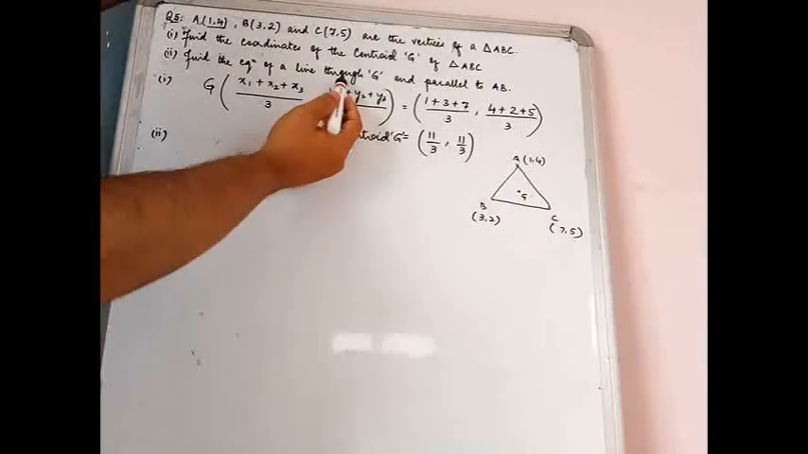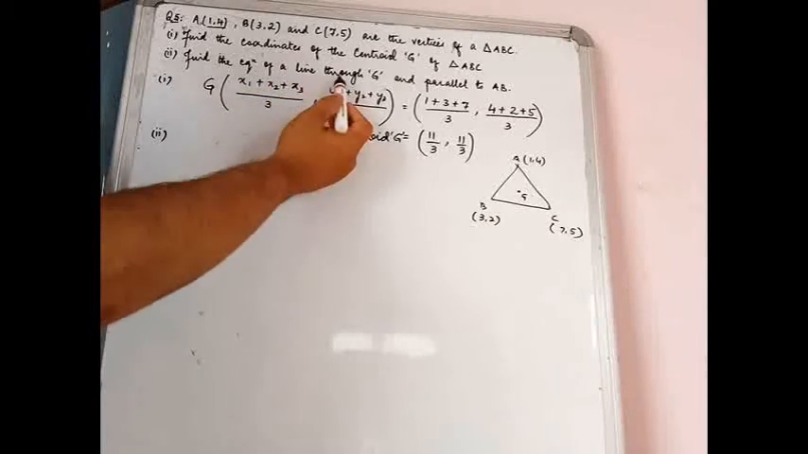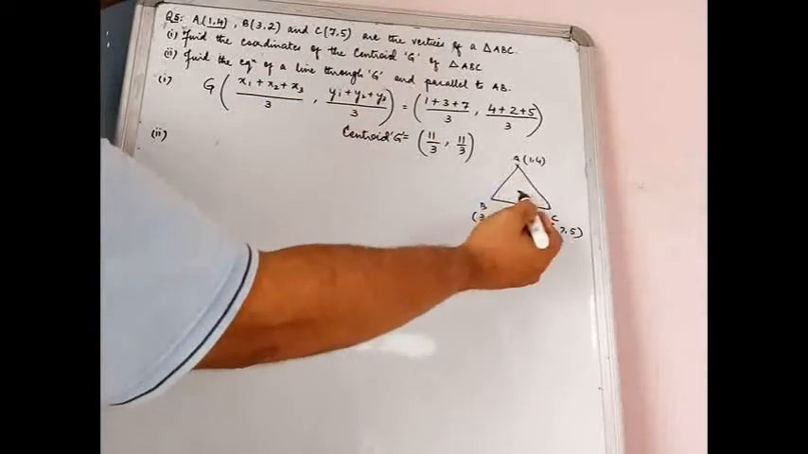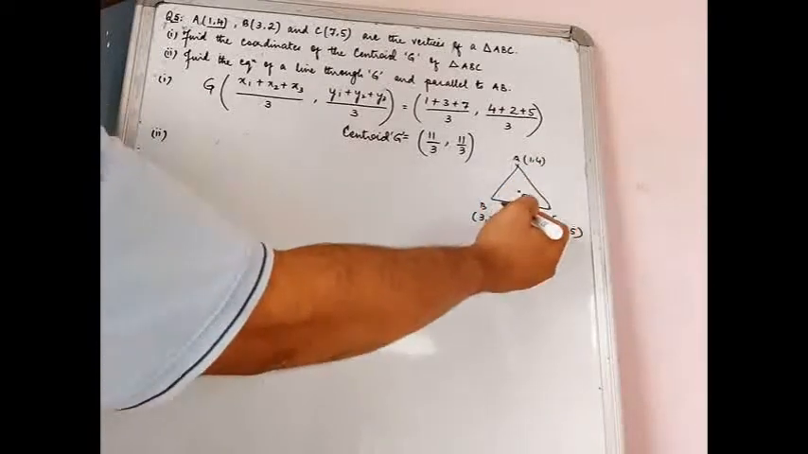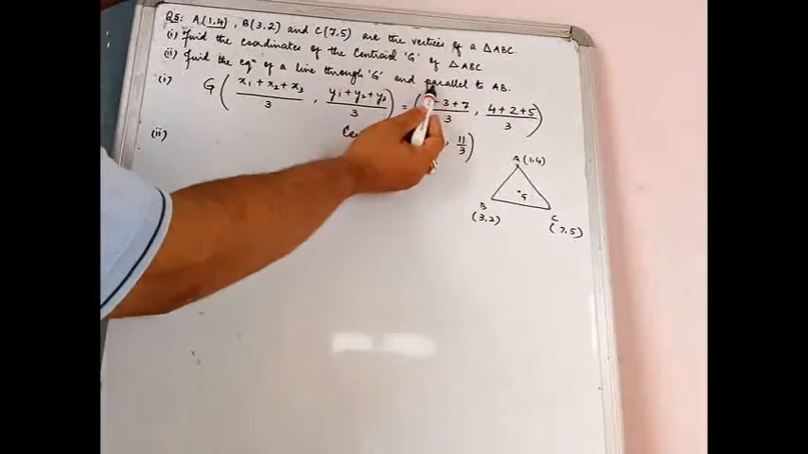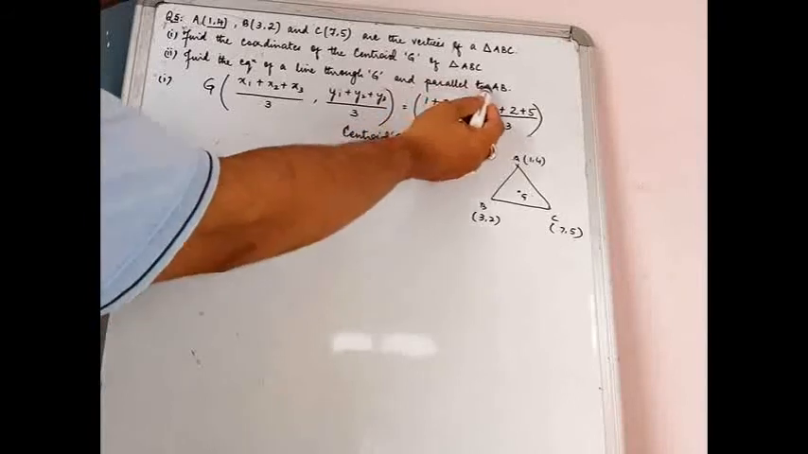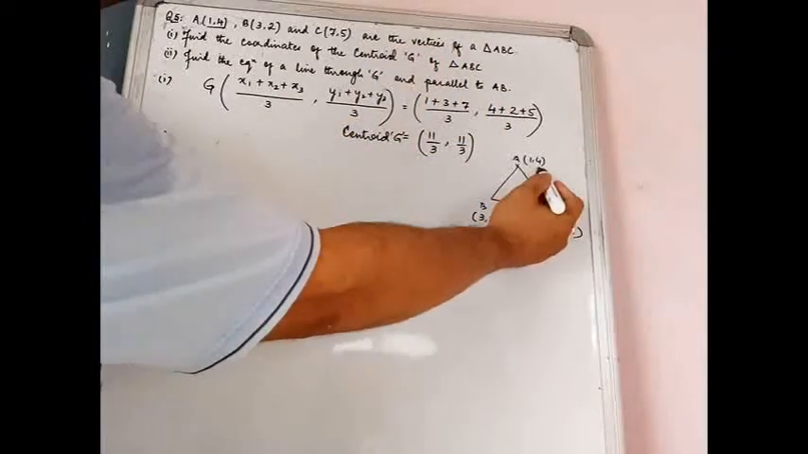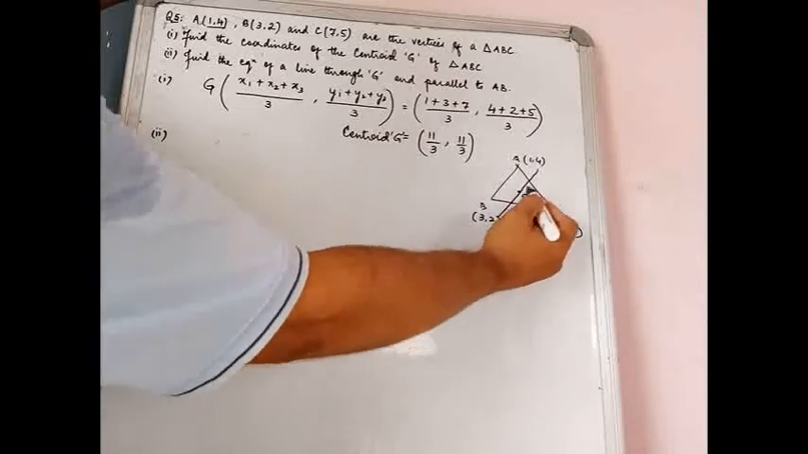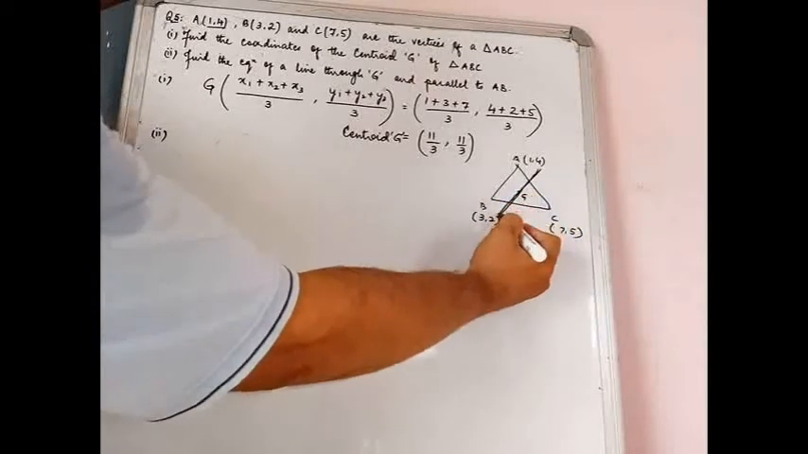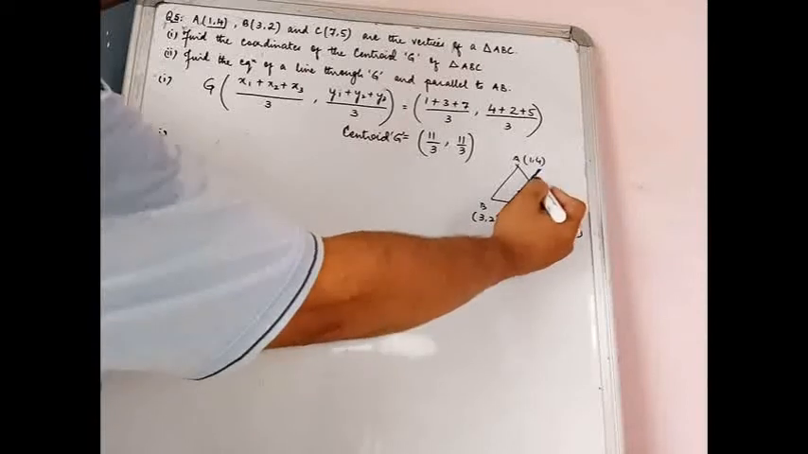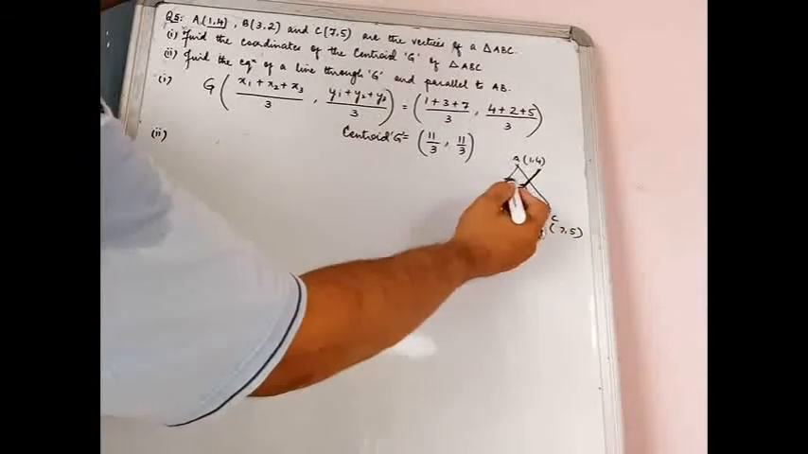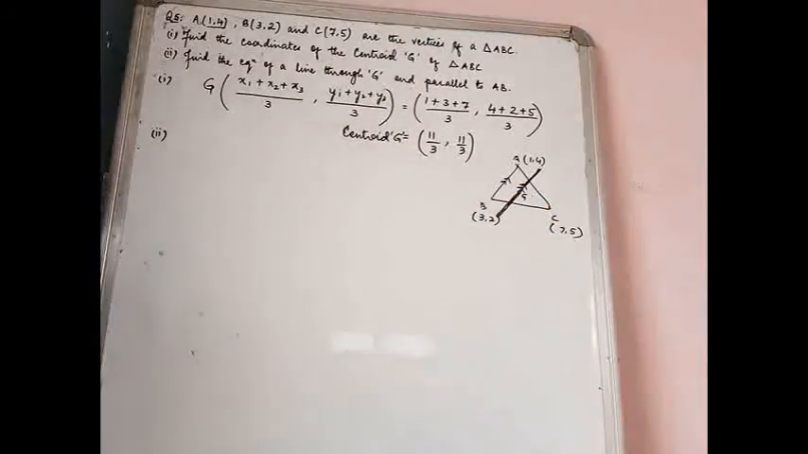Read the second part of the question. Find the equation of a line which is passing through G. So through this point the line is going. Now it can go this way, this way, this way. How do we know? Read the remaining part of the question. And parallel to AB. Where is AB? This is AB line. So our line has to go somewhat like this, so that it is running parallel to the line AB.